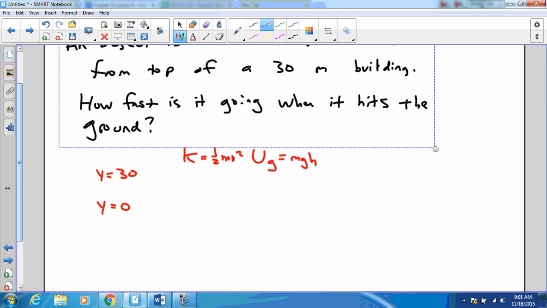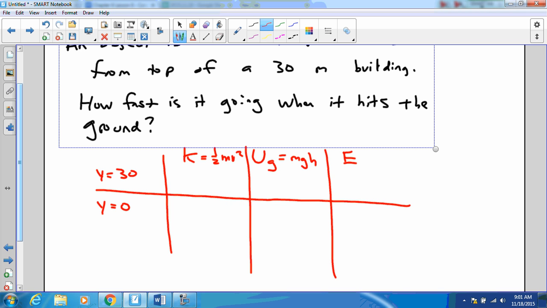And if you want to write the formulas here to remind yourself, that kinetic energy is 1/2 mv squared, and potential for gravity is mgh, then that works too. And now it's just a matter of plugging in values.